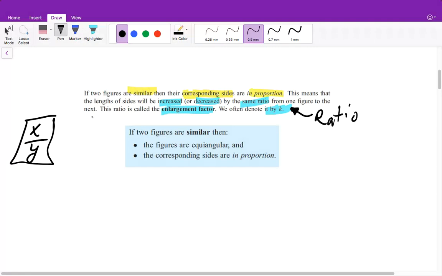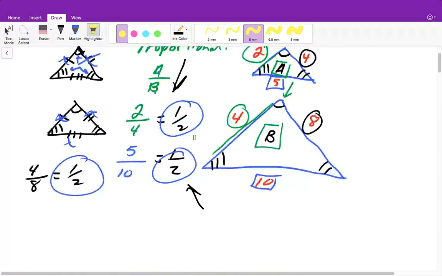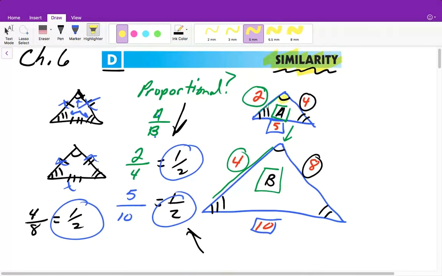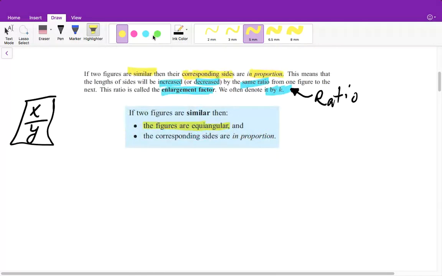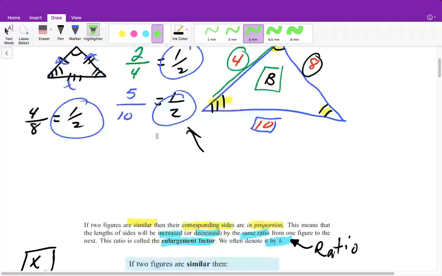All right, so now we will learn some shortcuts just momentarily. If we know that two triangles are similar, then the figures are equiangular, and that means that all of our angles are exactly the same. And then our corresponding sides are in proportion, so that means they all have the same ratio.